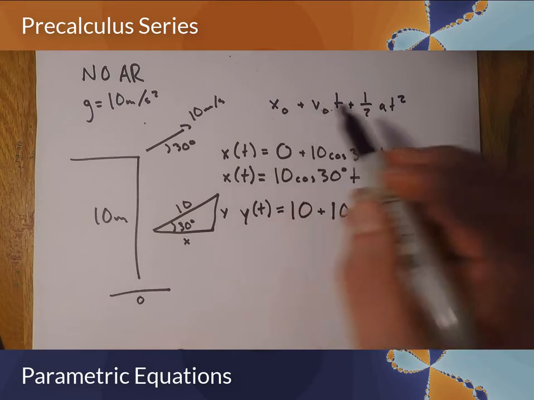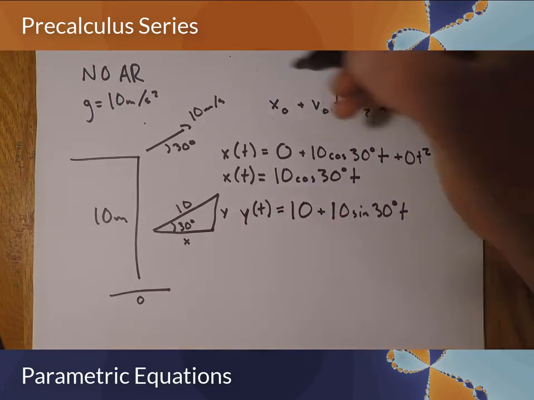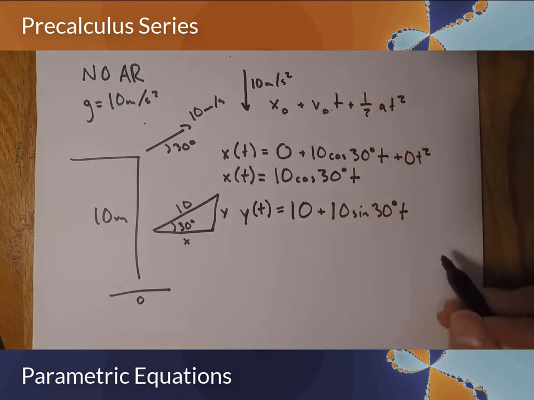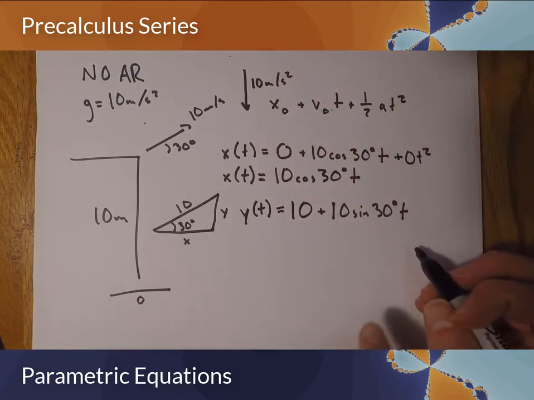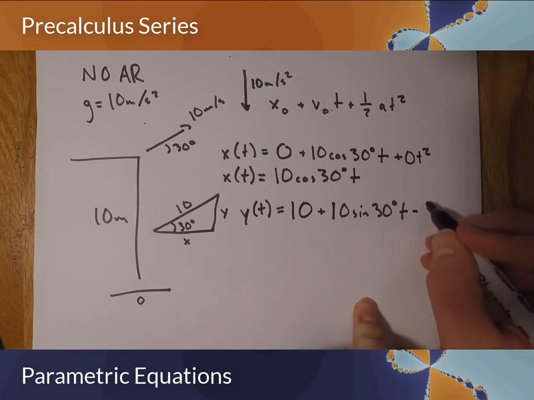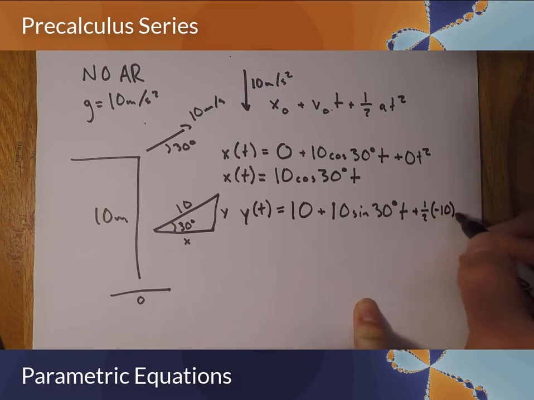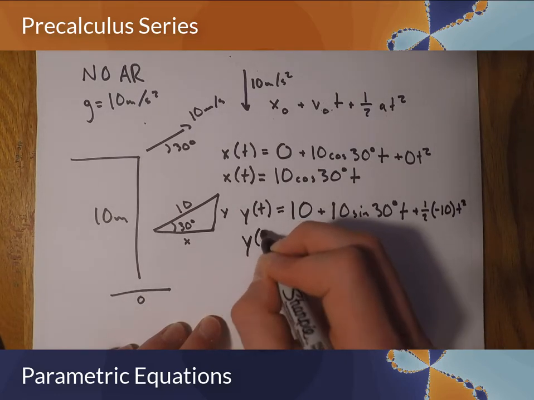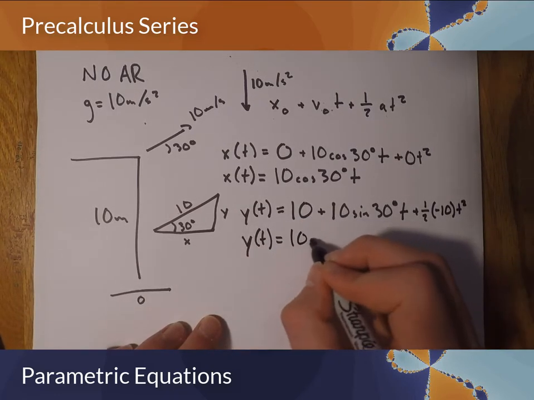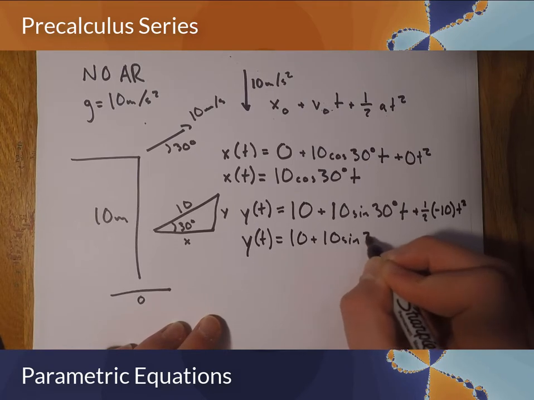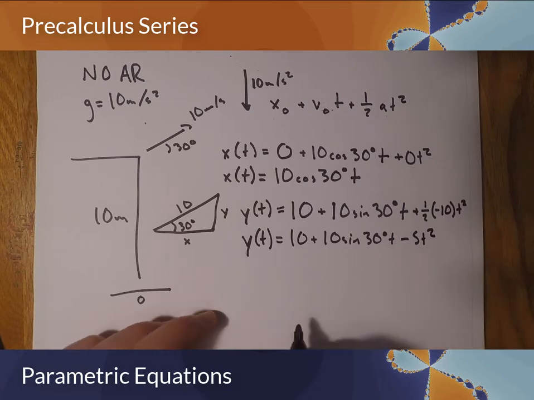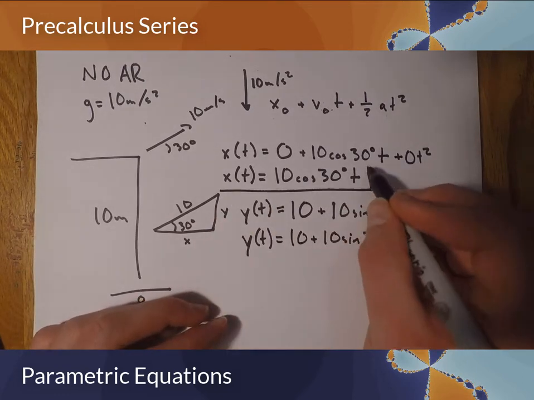And now we are taking into account its acceleration. Now acceleration is downward at 10 meters per second squared. So what we have to do is make this negative in our equation. So we have to do 1/2 times negative 10 t squared to model our acceleration, to get a function for y of t of 10 plus 10 sine of 30 t minus 5t squared. So these are your two functions.